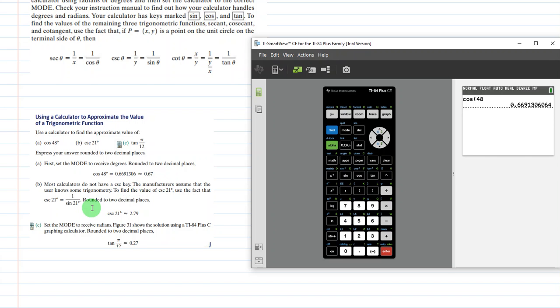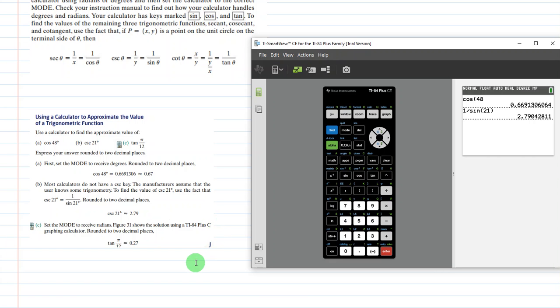Most calculators don't have a cosecant key, so we know that cosecant is 1 over sine. So if we're asked to find cosecant of 21, we could do 1 divided by sine of 21. And we hit enter, we would get 2.79.